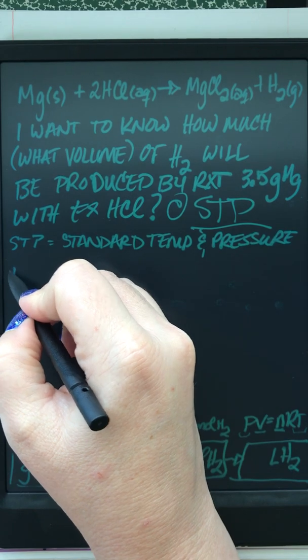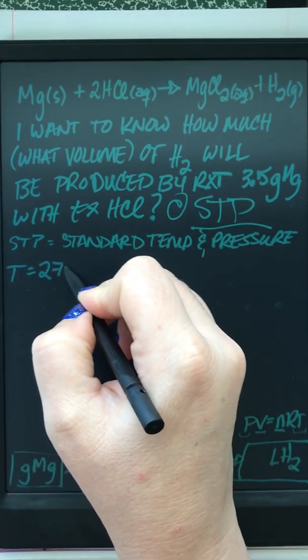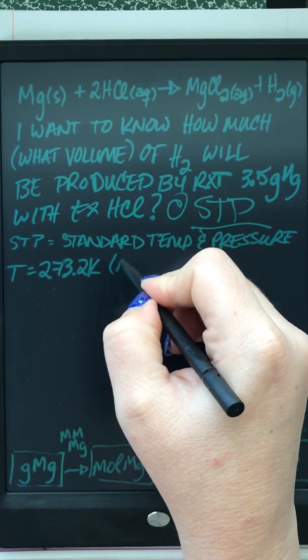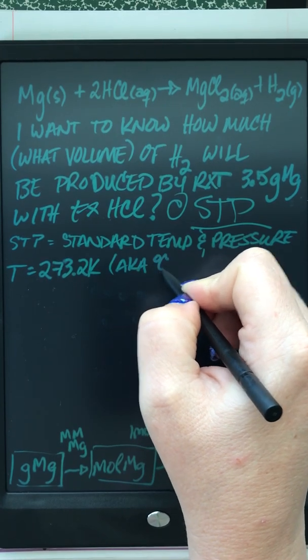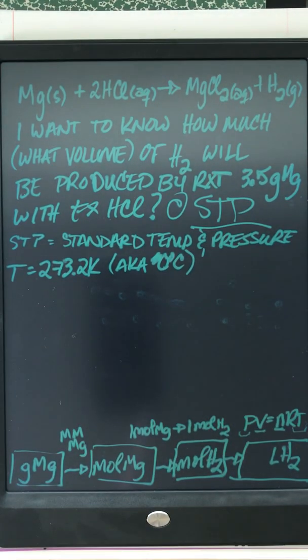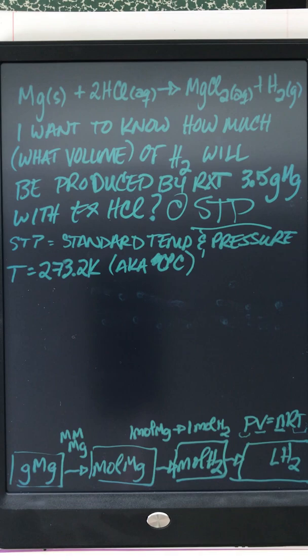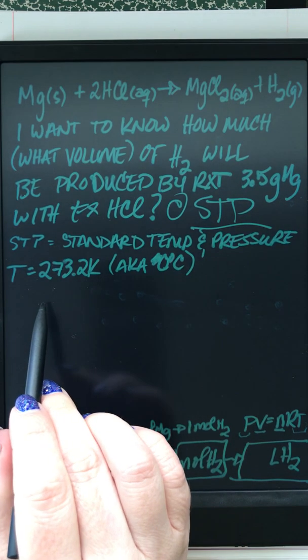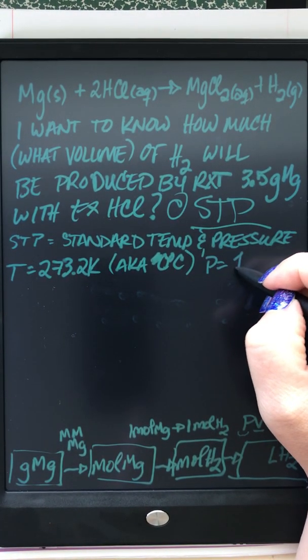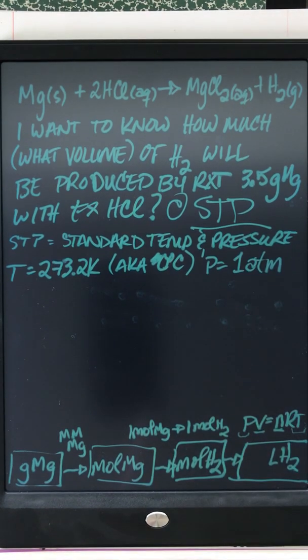The standard temperature is 273.2 Kelvin, which is also 0 degrees Celsius, right? But when we're working with PV equals nRT, we never work in Celsius. We always have to convert out of Celsius into Kelvin. So might as well just start in Kelvin here, right? And the standard pressure is going to be 1 atm, 1 atmosphere, okay?